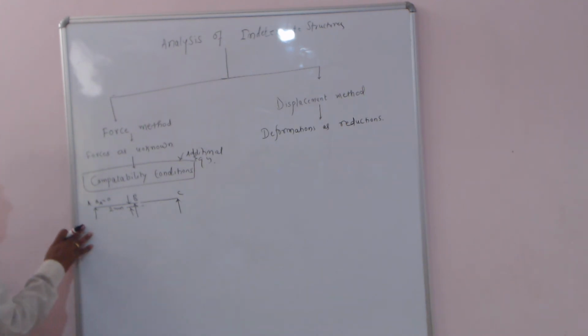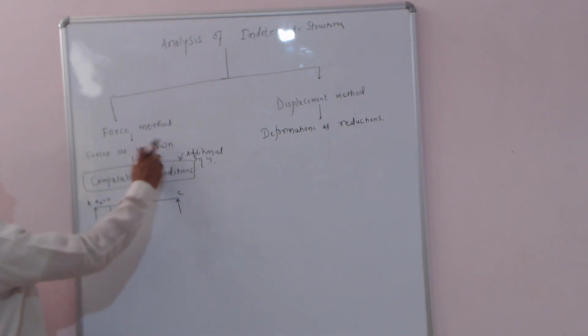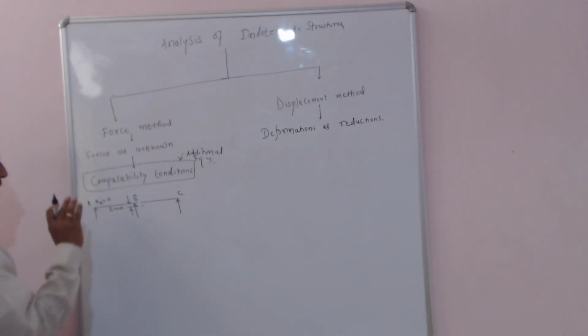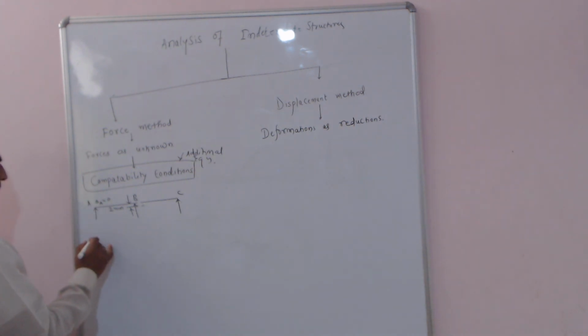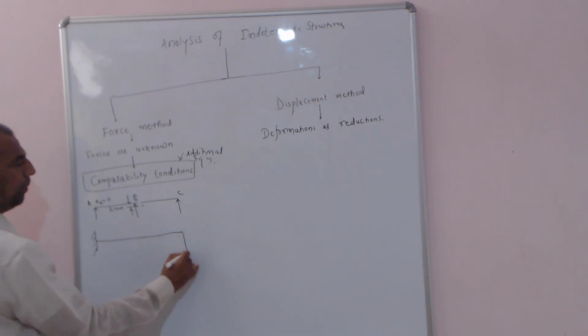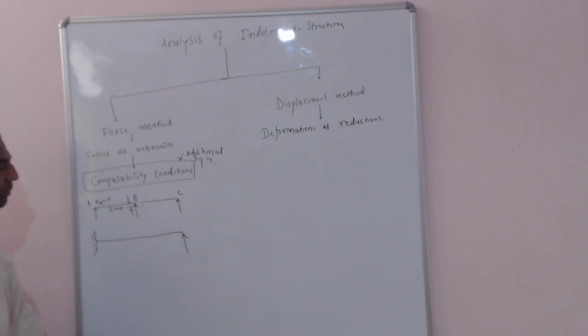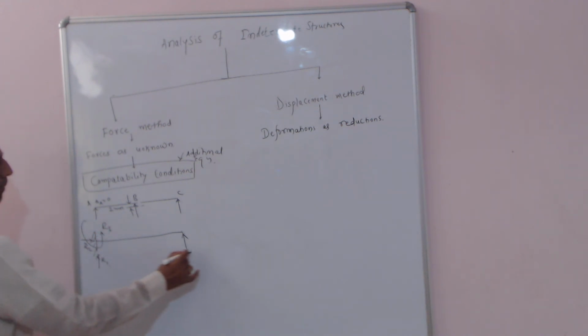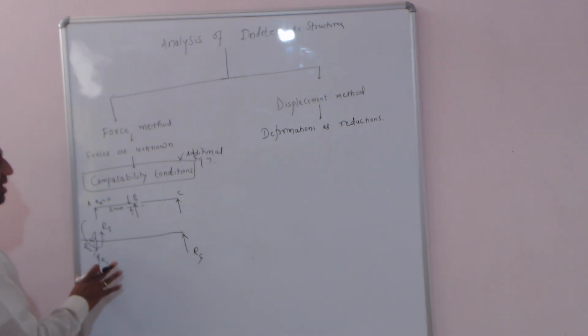I will just explain this force method with a simple case, like I am going for a propped cantilever. How many unknowns are here? R1, R2, R3, R4. In all, the four unknowns are there. The structure is statically indeterminate.